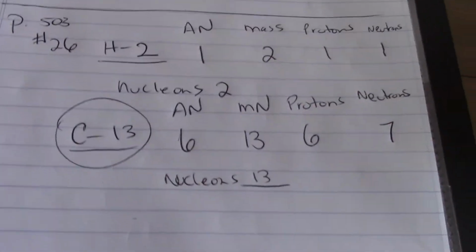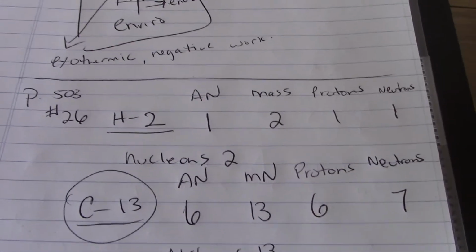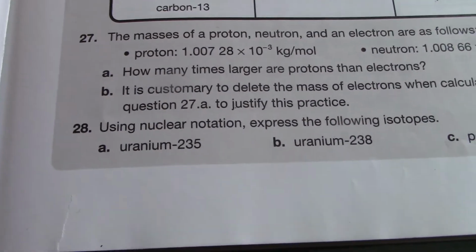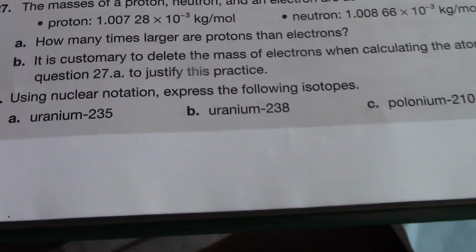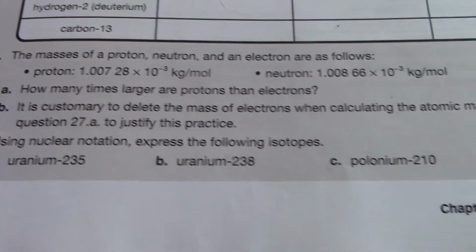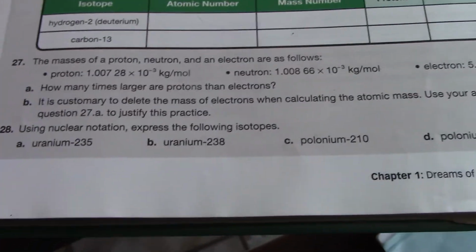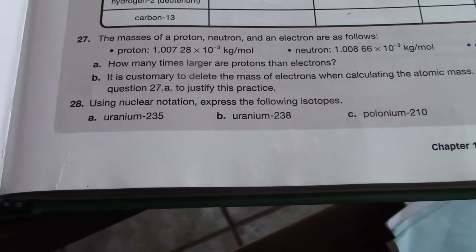All right, so you can fill that in. I'm going to look at number 28 as well. You can do number 27 on your own. Number 28 says, using nuclear notation, express the following isotopes. I'm going to look at uranium-235 and uranium-238. So when I look at the nuclear notation, I'm going to look at isotope symbols. That's what it's asking, to make the isotope symbol.